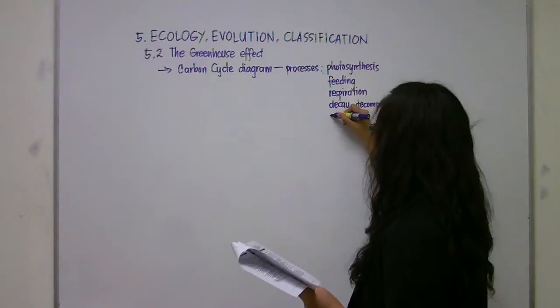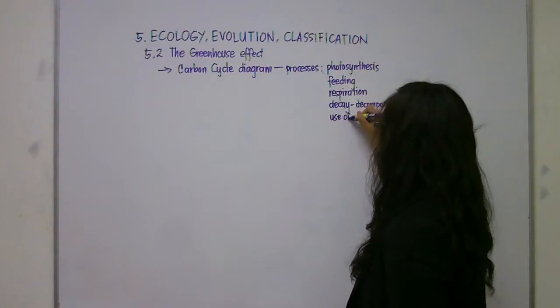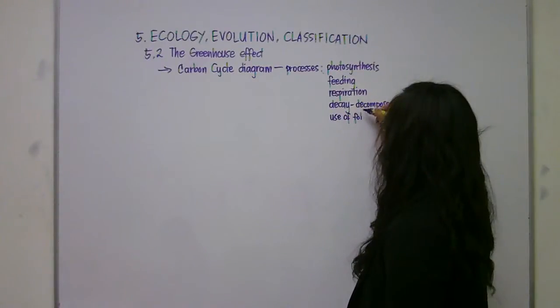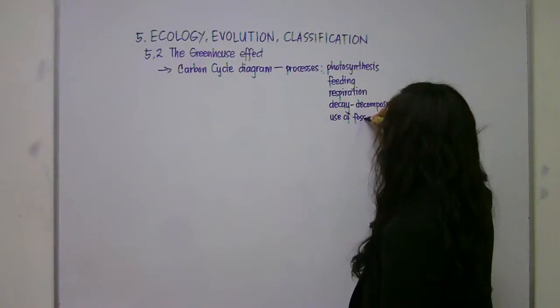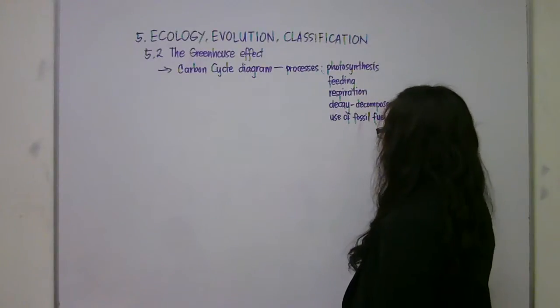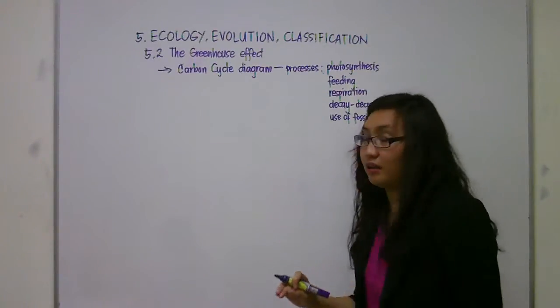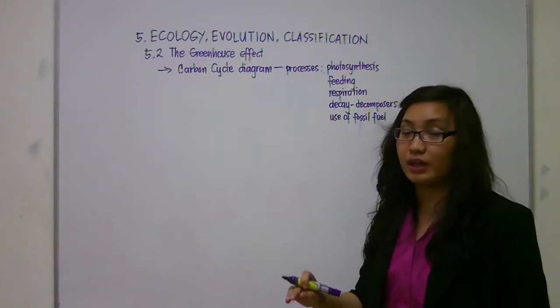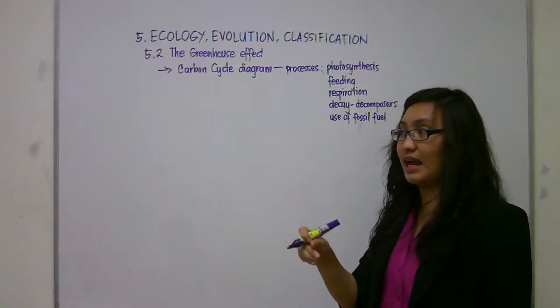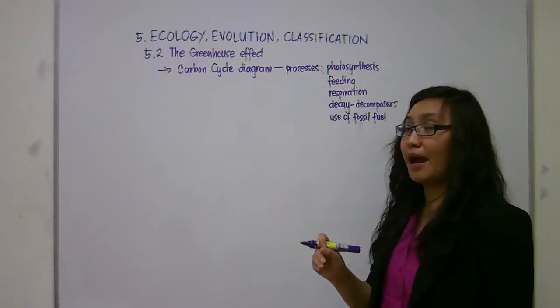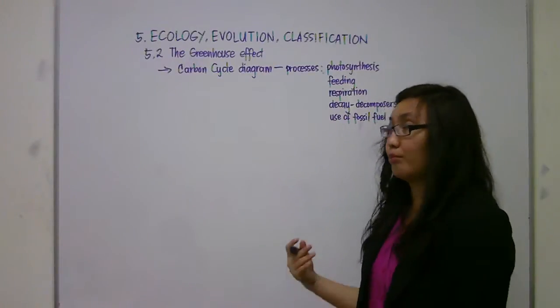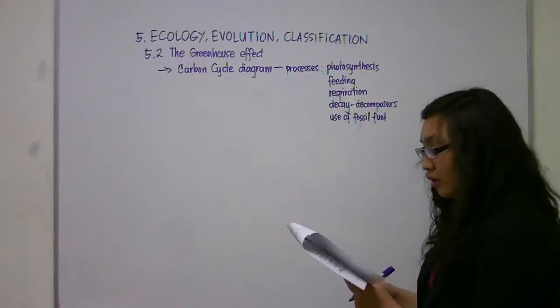We also have, of course, the use of fossil fuels. Whenever plants or animals have been fossilized, since they store carbon, the stored carbon can undergo combustion. In that case, the fossil fuels that have been stored and formed can be returned back to the atmosphere through combustion, or through burning.